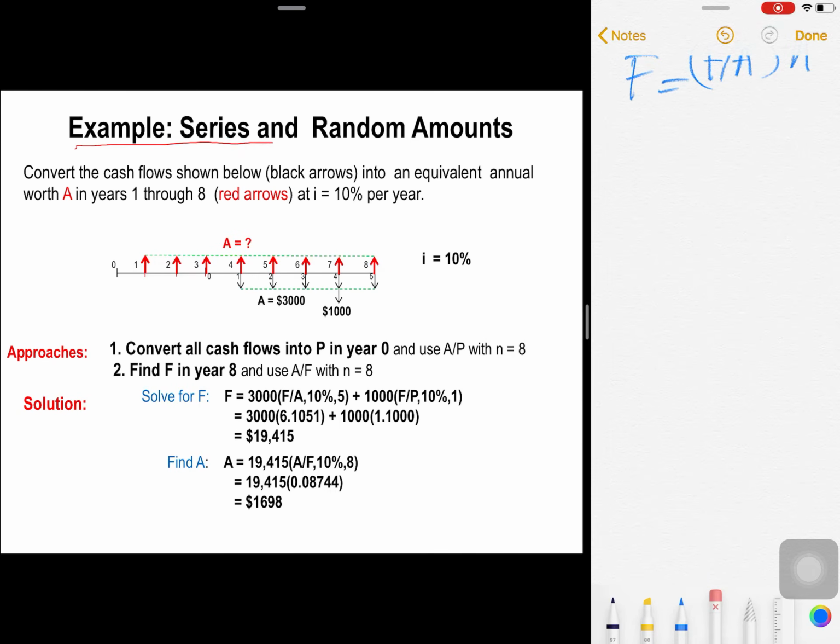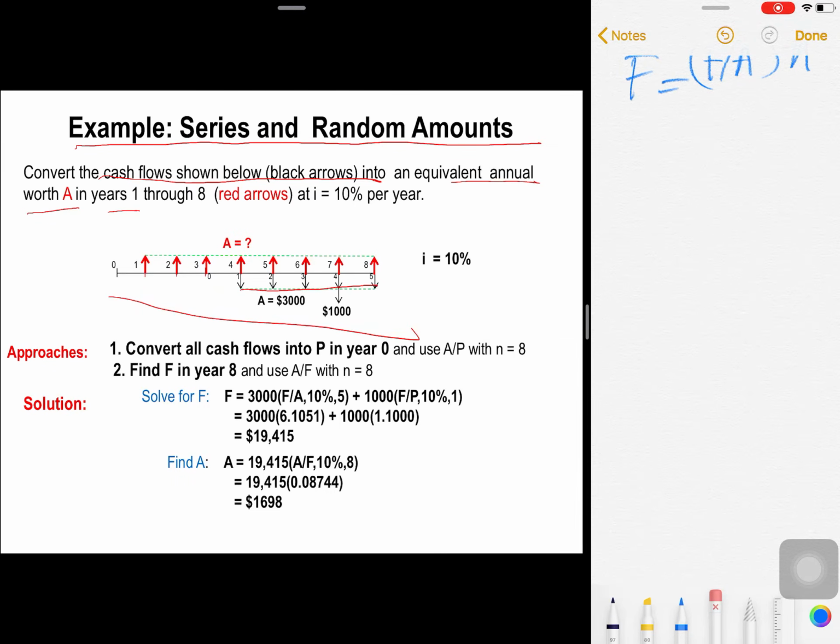Okay, move on to the example of series and random amounts. We have a cash flow diagram over here, and we want you to convert the cash flow diagram, the black arrows, into an equivalent annual worth A in years 1 through 8, into 8 arrows.